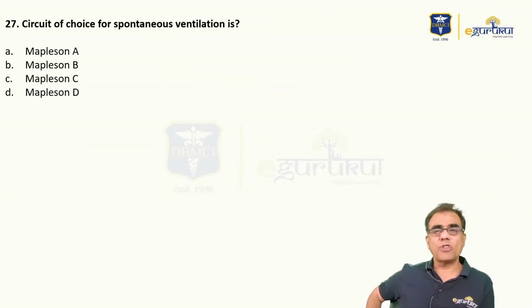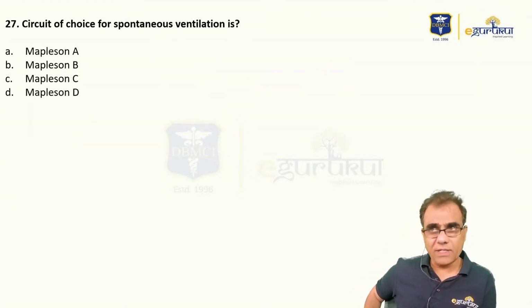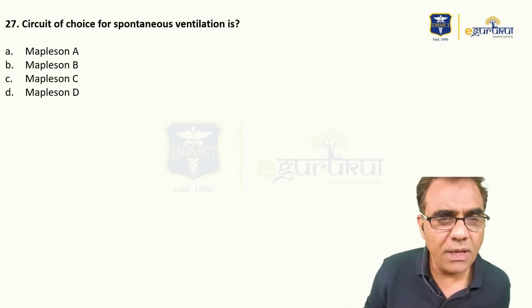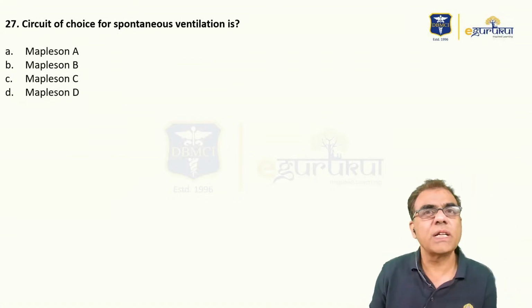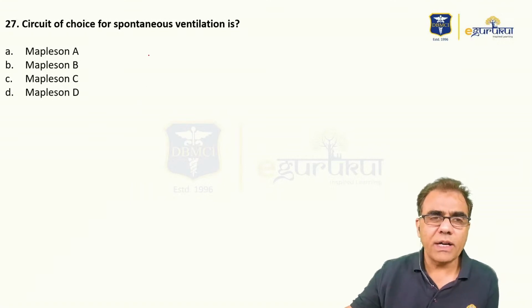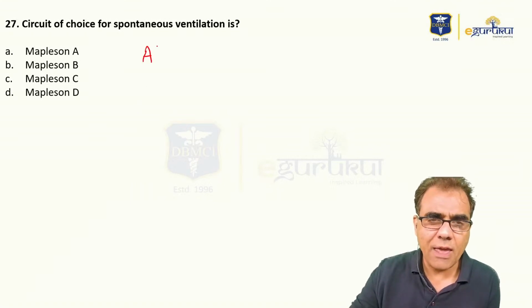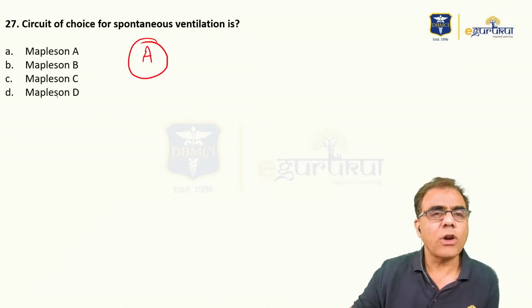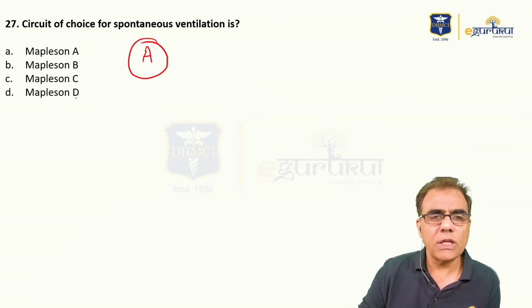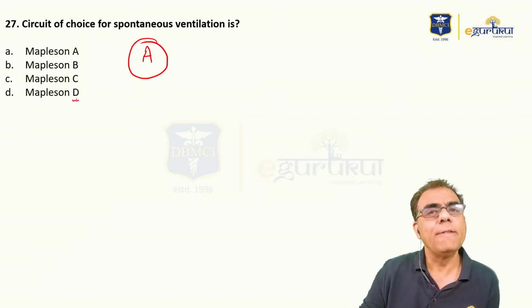27. Circuit of choice for spontaneous ventilation: Mapleson A, Mapleson B, Mapleson C, or Mapleson D. For spontaneous ventilation, it is Mapleson A. And for controlled ventilation, you know it is Mapleson D.